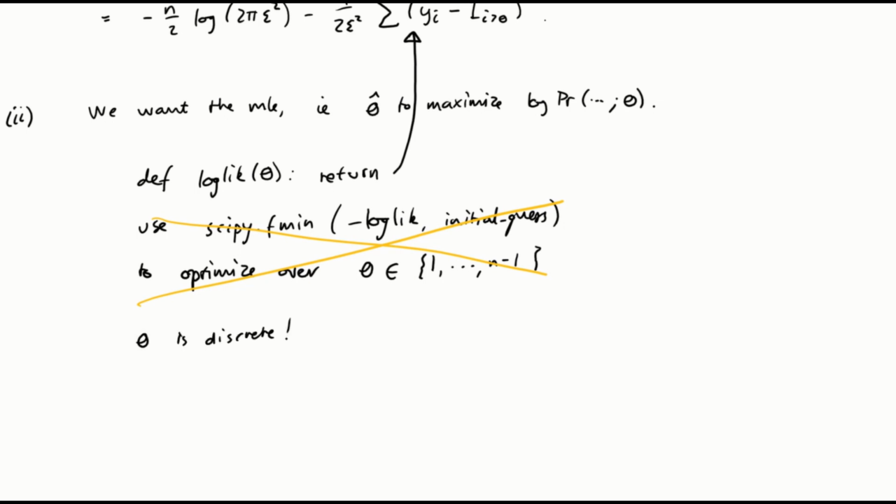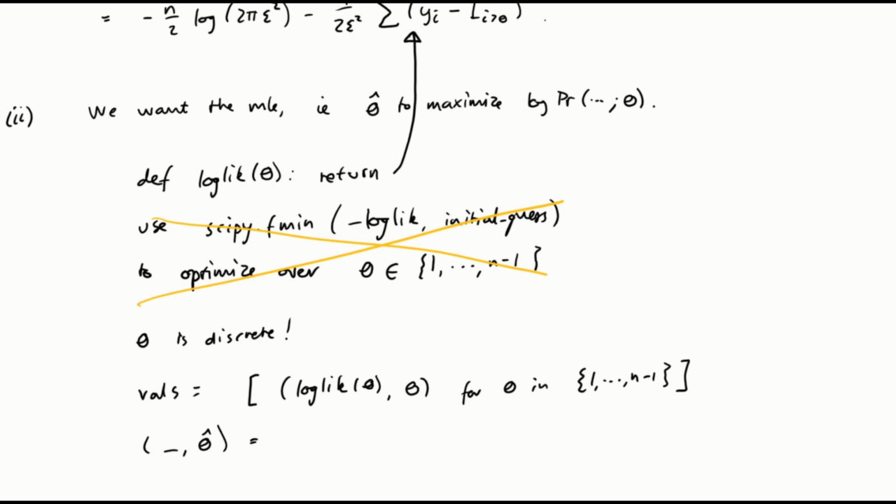We want to optimize over theta in this discrete set, so I'm going to use Python to iterate over it exhaustively. Let's say let vals equal a list comprehension. I'm going to compute the log likelihood of theta, and I'm going to store the associated value theta, for theta in the range that we're interested in. And then I'll pick out the maximum item in this list. This is just a standard Python idiom.